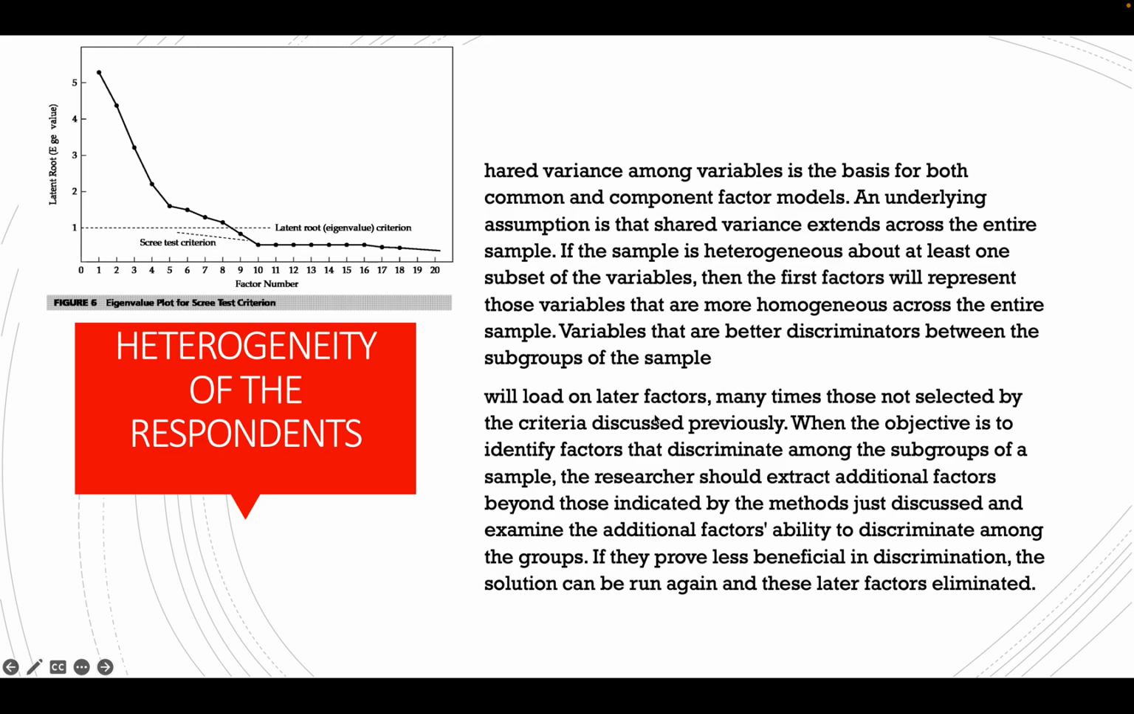will load on later factors, many times those not selected by the criteria discussed previously, when the objective is to identify factors that discriminate among the subgroups of the sample. The researcher should extract additional factors beyond those indicated by the method just discussed, examining the additional factors' ability to discriminate among the groups. If they provide less benefit in discrimination, the solution can be run again and these later factors eliminated.